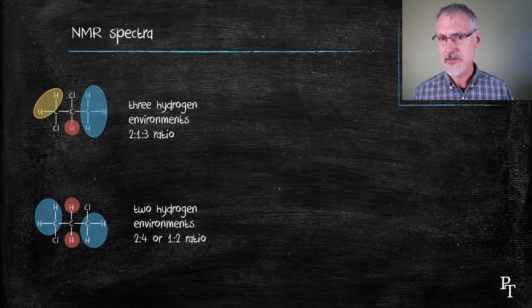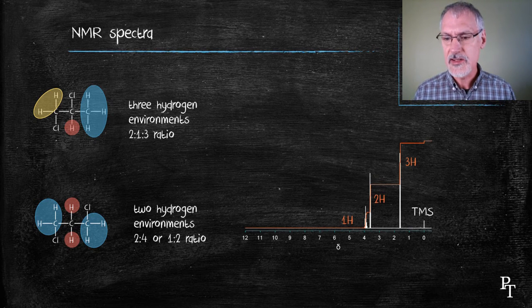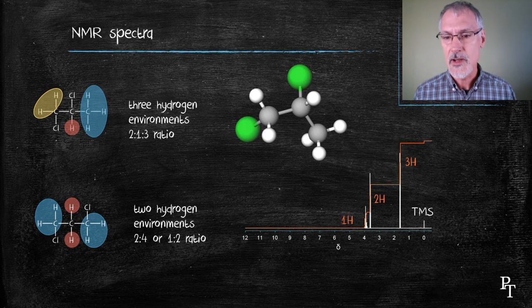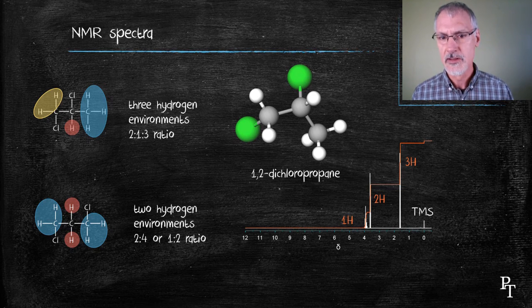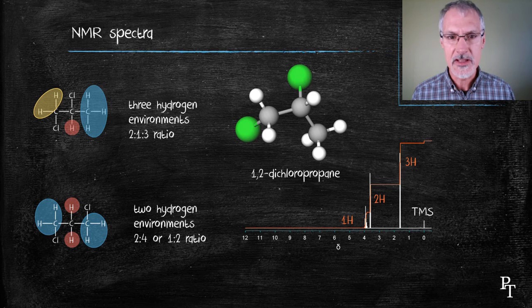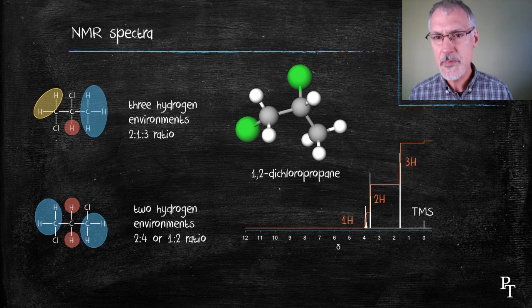Let's take a look at the actual spectrum. Here I can see the 1 to 2 to 3 ratio that's present, confirming it's the top molecule. So I can confirm from this that 1,2-dichloropropane fits all of the evidence that I have. So take note that no one piece of evidence by itself can usually determine the formula of a chemical. It's the integration of all three pieces of information that leads to identifying the structure.